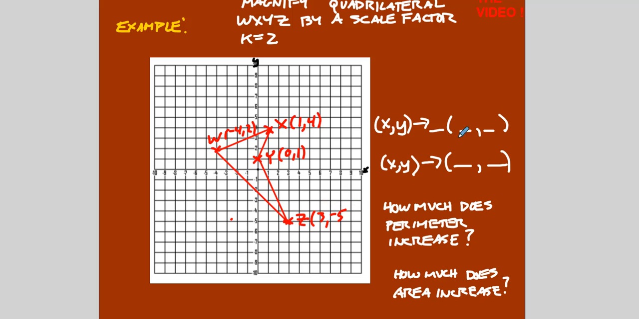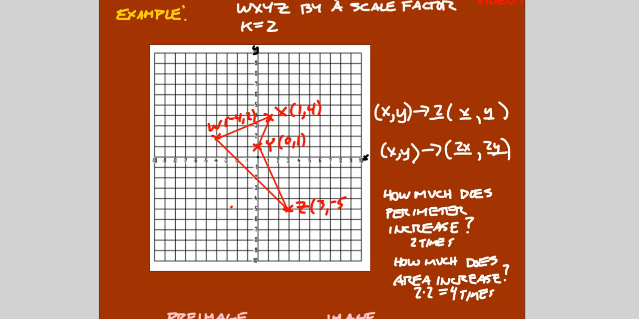Okay, so the rule here is we have a scale factor of 2, so we're going to do it this way: 2 times coordinates x, y, or we could write 2x, 2y. So the perimeter is going to increase by 2 times. The area is going to increase 2 times 2 times, which is 4 times. So the image will be 4 times the area of the original pre-image, and the perimeter of the image will be 2 times the length of the pre-image's perimeter.